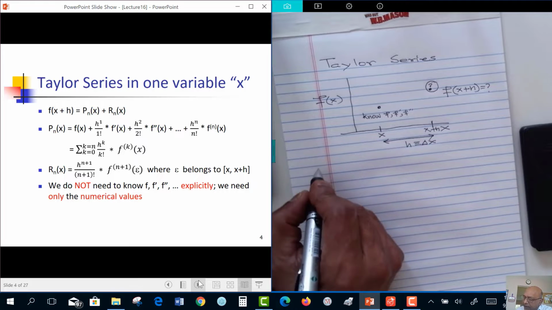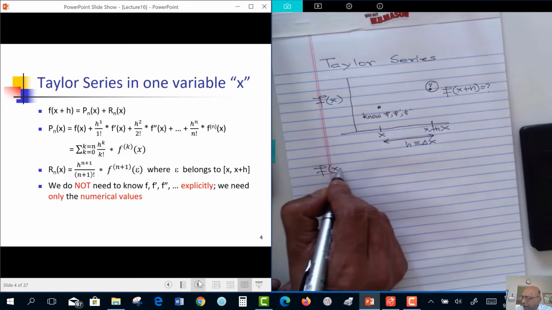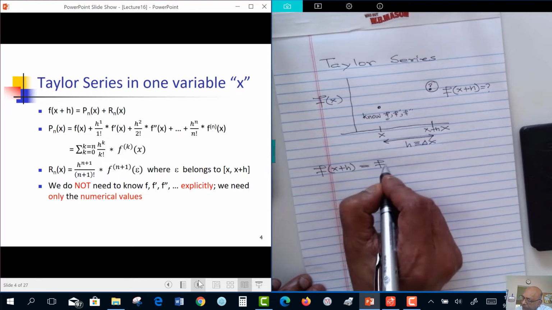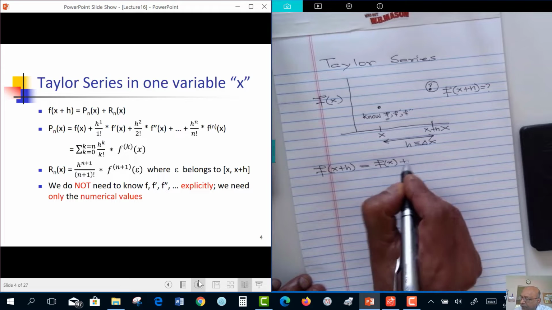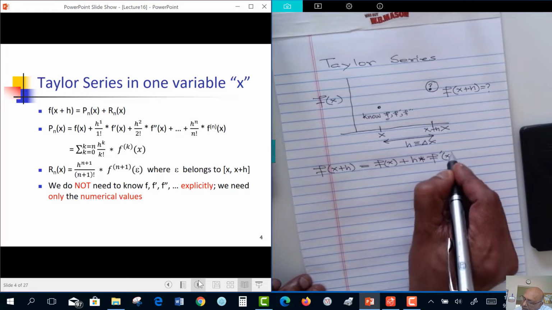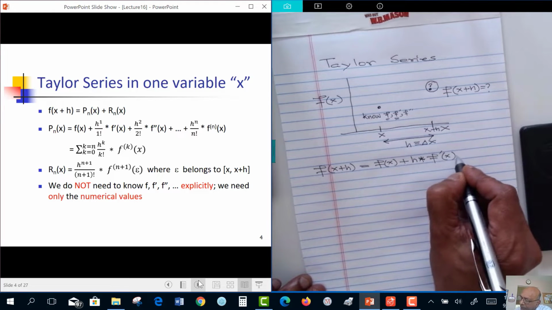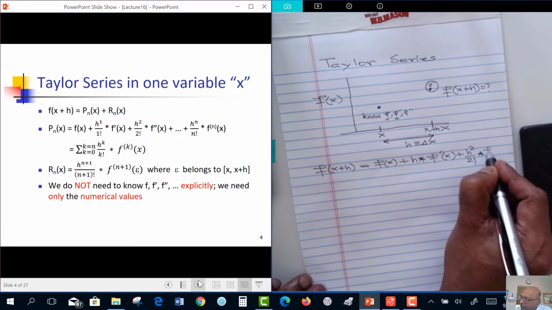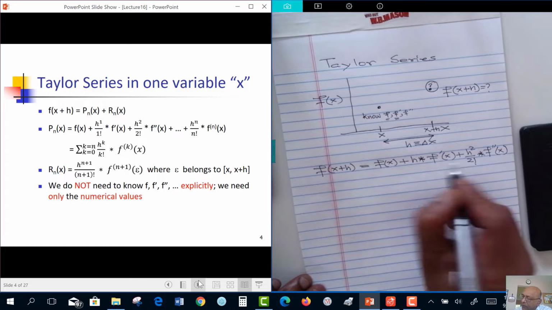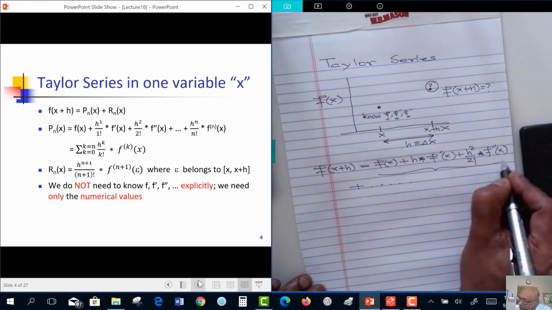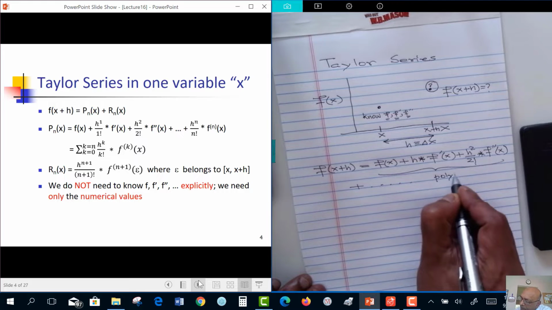So then what Taylor series says is that f at x plus h is this function value, plus h times this derivative value, plus h squared divided by 2 factorial times the second derivative value, and so on. So you can see that this is a polynomial in h.